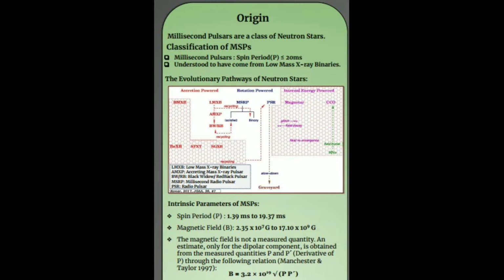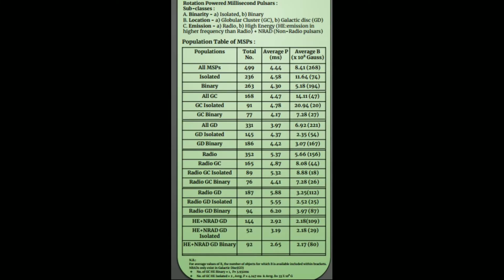Their surface magnetic field, assumed to be dipolar and estimated from their spin down rates, ranges from 10^7 to 10^9 Gauss. Rotation powered MSPs appear in many different flavors. To begin with, they can be isolated or part of binary systems. On the other hand, they can be categorized depending upon their location in the galactic disk or in the globular clusters.